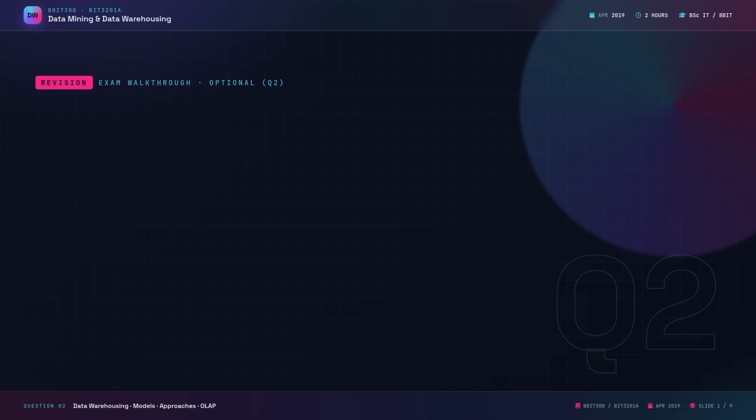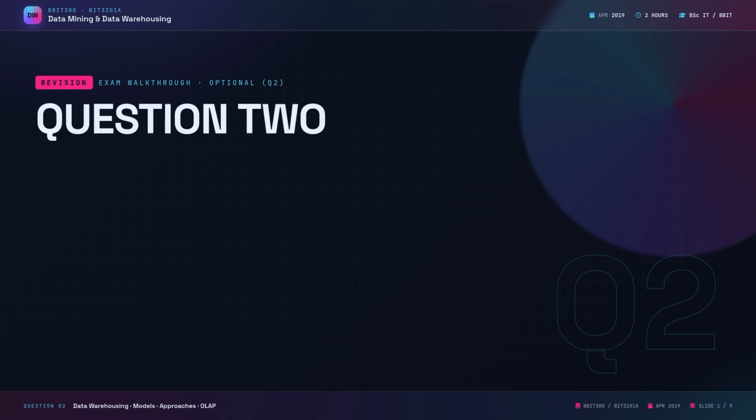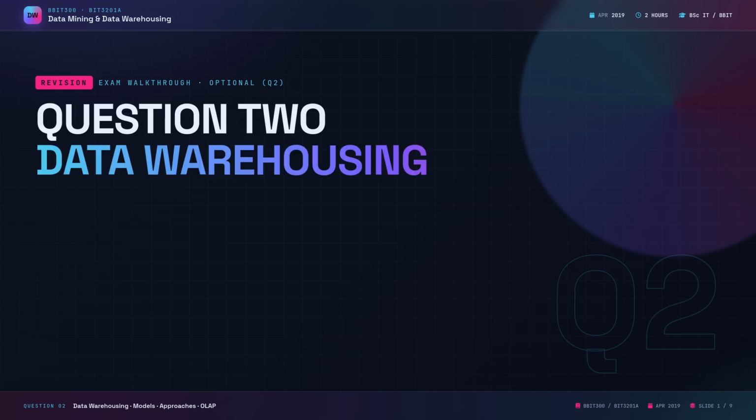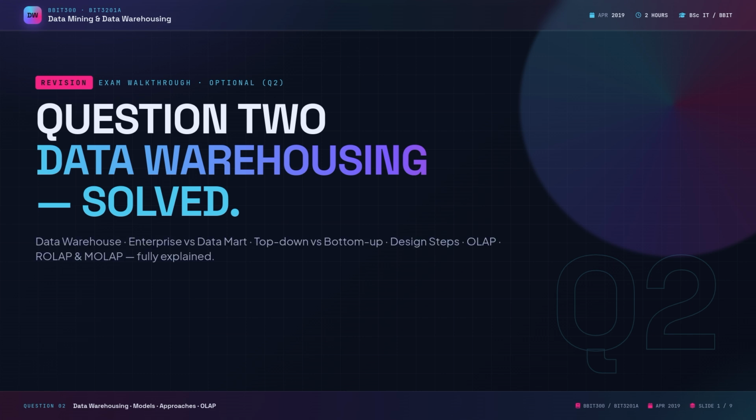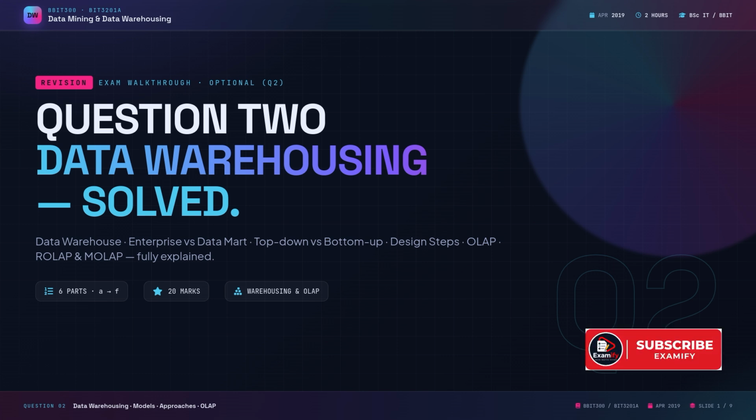Welcome to this revision walkthrough for question 2 of data mining and data warehousing. This is an optional question worth 20 marks across 6 parts, and it covers data warehousing from end to end. The definition of a data warehouse, the enterprise warehouse versus the data mart, the top-down and bottom-up build approaches, the 4 steps in warehouse design, and the OLAP family, including ROLAP and MOLAP.